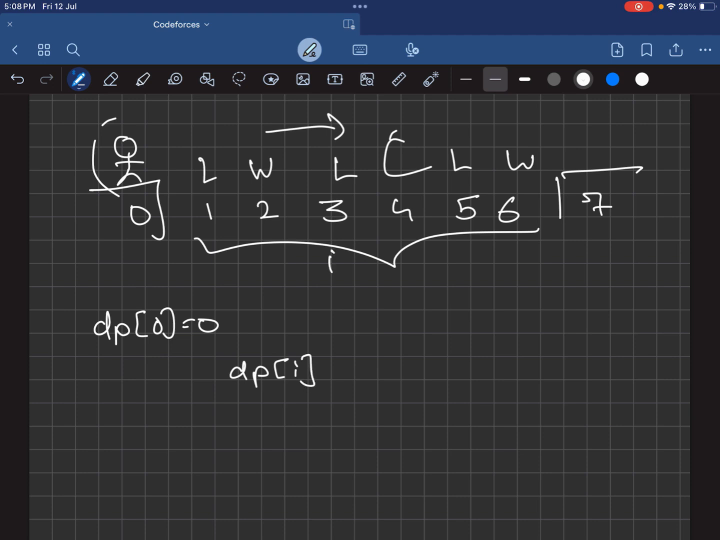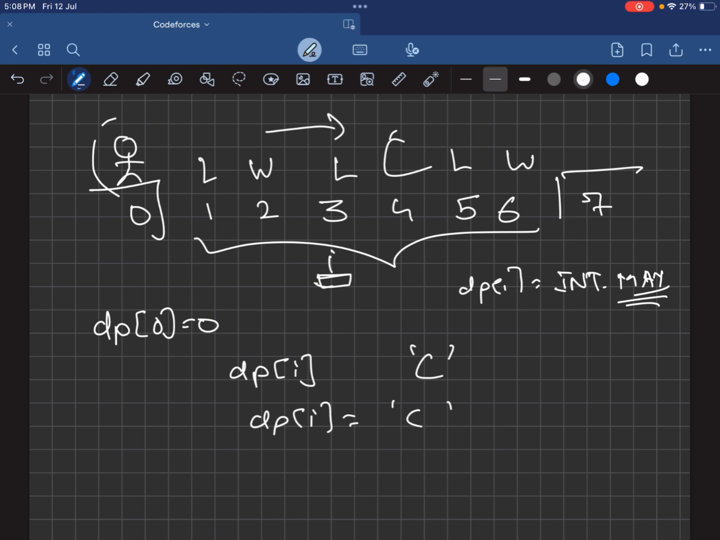If you are at the ith position and that location in the river is a crocodile, then let's initialize the entire dp table initially with int max. If you are checking dp of i where that location is filled with crocodiles, it will definitely be int max, because you cannot land at a position with a crocodile by crossing as much river as you want.